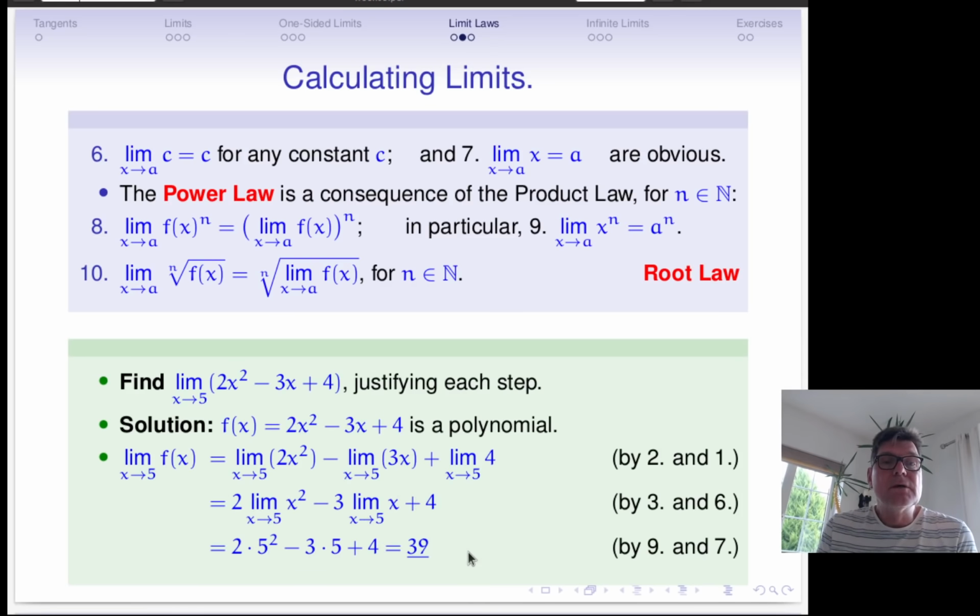That's how the limit laws allow us to compute the limit of a complex expression, in this case a polynomial, by decomposing the polynomial into smaller parts and applying simple or obvious rules for limits. Like number 6 here, the limit of a constant is that constant, and number 7, the limit of x as x goes to a is just a.